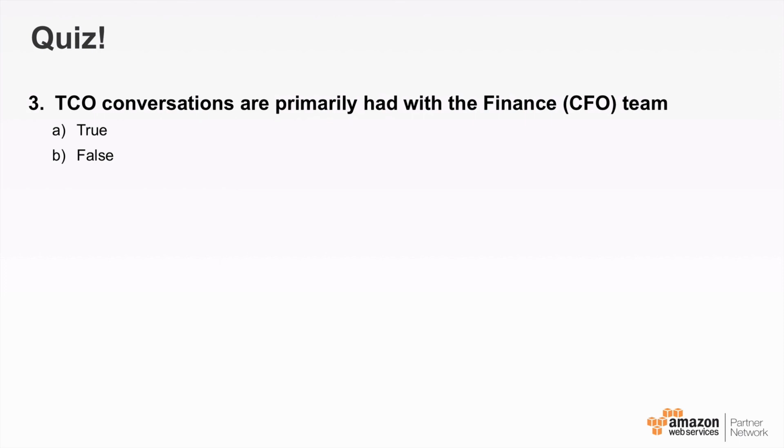Finally, TCO conversations are primarily had with the finance or CFO team. Of course, this is also false. We've already said again, stakeholder breadth and having the right people engaged in this process is key. You need to have those stakeholders. They're all going to be impacted ultimately, and their inputs and alignment with the TCO model that you're developing is essential to gain that buy-in that you need. So if you do that, you'll get stronger adoption and also stronger commitment from the customers that you're working with. So it's definitely not something that should be restricted to finance. So have the broadest constituency of different stakeholders involved in the process. It'll assure success if you do that.